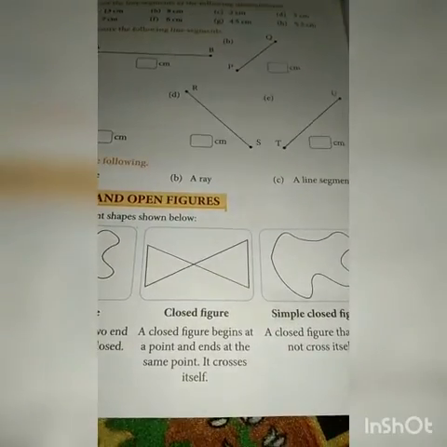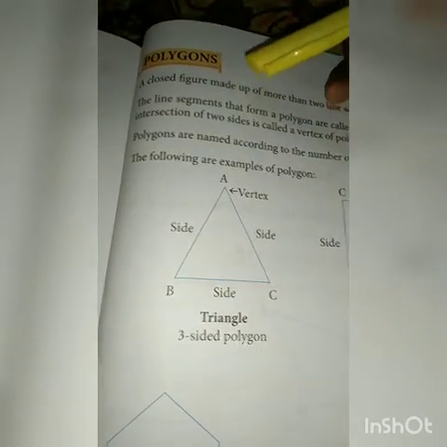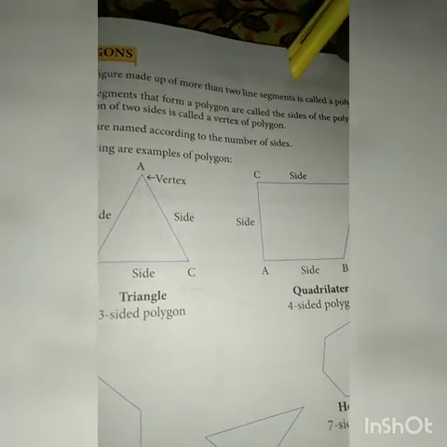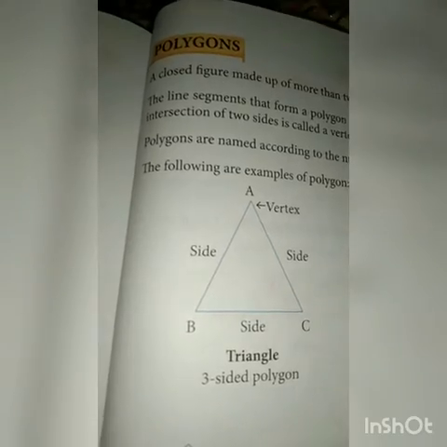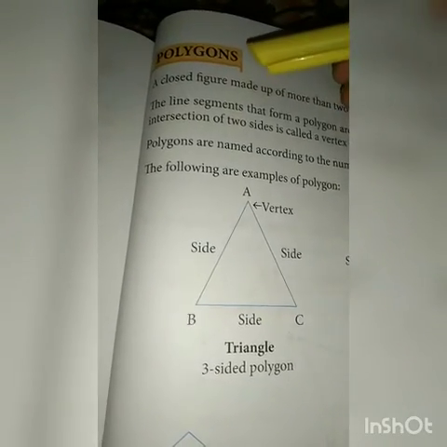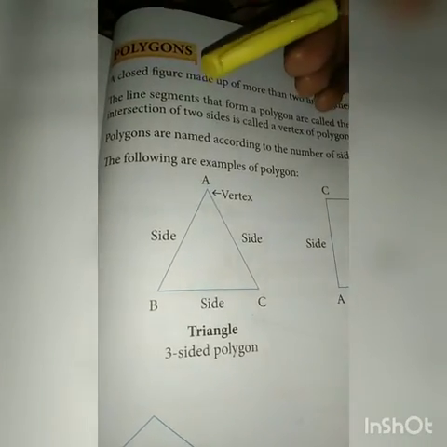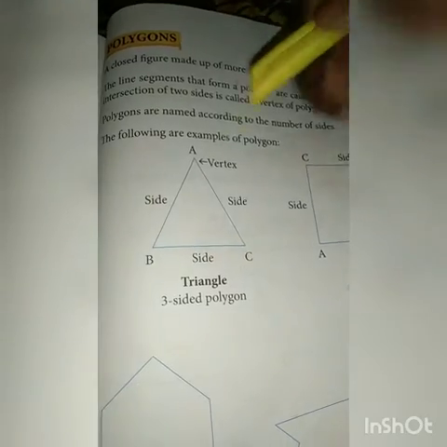Now let's start the topic polygon. On page number 197, the topic polygons is given. A closed figure made up of more than two line segments is called a polygon. So this is the definition for polygon, and first you will write the heading polygons, then you will write the definition for it. A closed figure made up of more than two line segments is called a polygon. It means that any closed figure which is made up of more than two line segments is called a polygon.